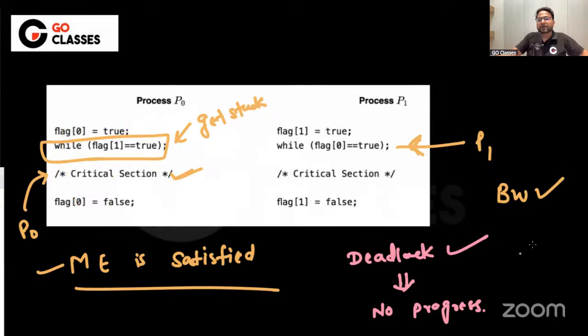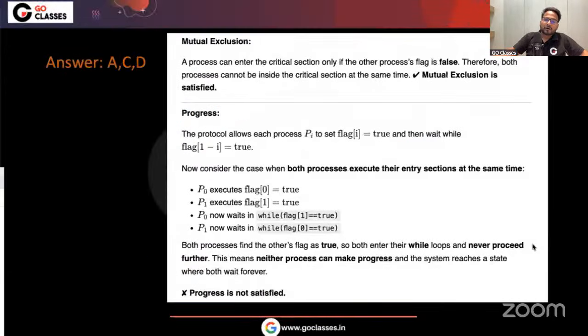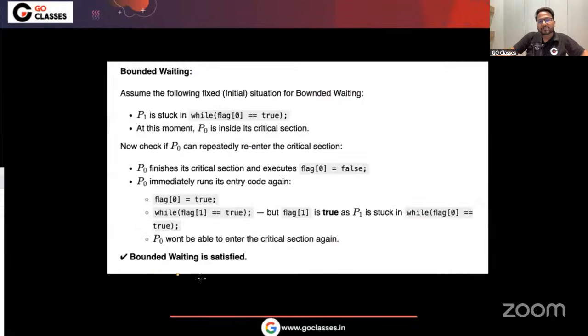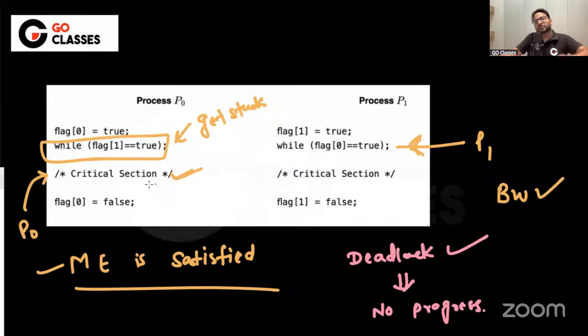Understood? So bounded waiting is also satisfied. See, mutual exclusion is satisfied, progress is not satisfied, but bounded waiting is satisfied. I have written the same explanation. Basically, you just ask whether p0 can go out and come again. If it can come again, it means there is no bound on how many times p0 can enter, right? So that's why bounded waiting is not satisfied in that case. But here p0 cannot come again, so that's why bounded waiting is satisfied. Okay.